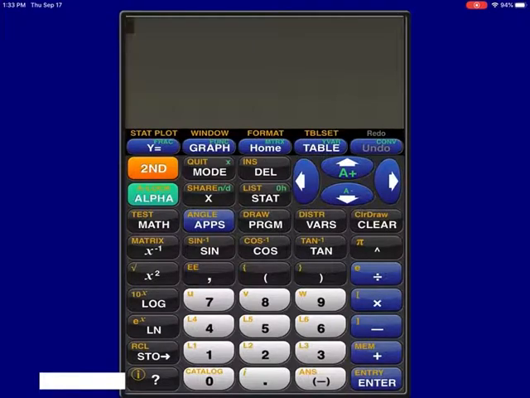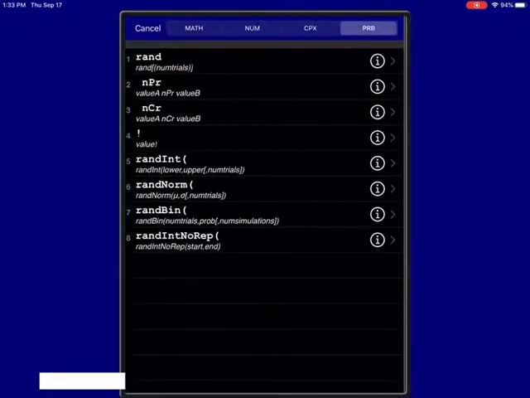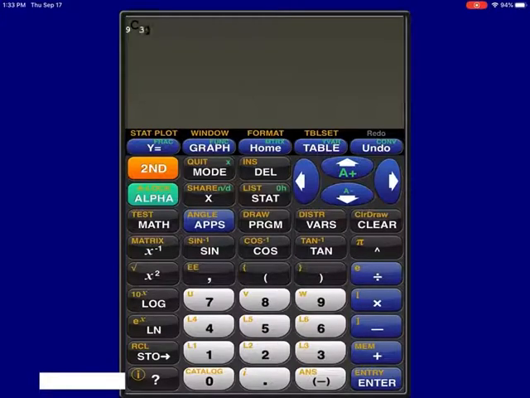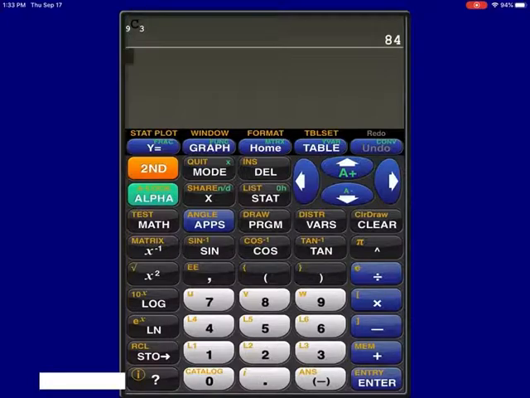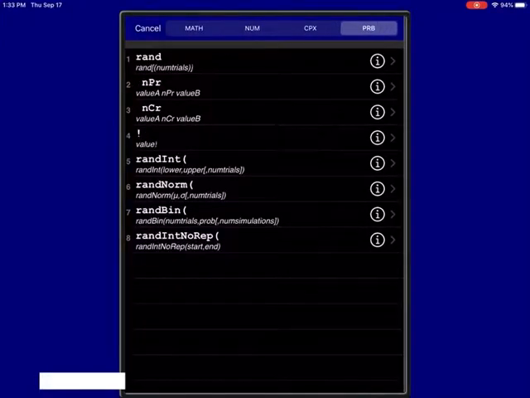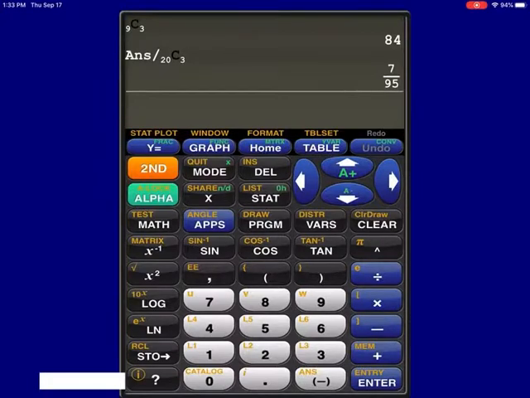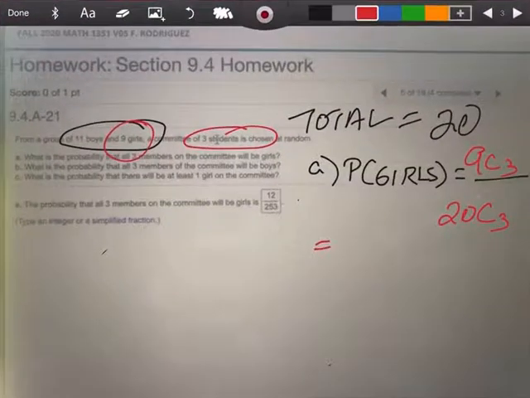Okay, so let me do my numerator. We said we're going to go 9. Then I'm going to hit the math button, then the button at the top right that says PRB, and I'm going to hit number 3 because that's my combination button. Choose 3. I'm going to hit enter. Divided by 20. Math again, PRB, the third one because that's my combination button. Choose 3. And so I'm coming up with 7 over 95. So for part A, we should have 7 over 95.